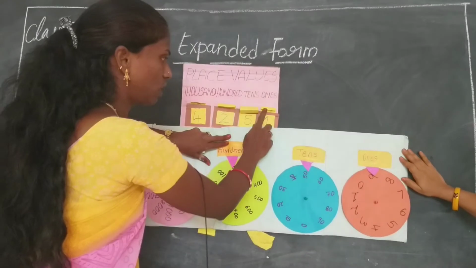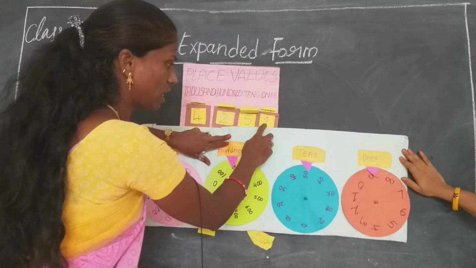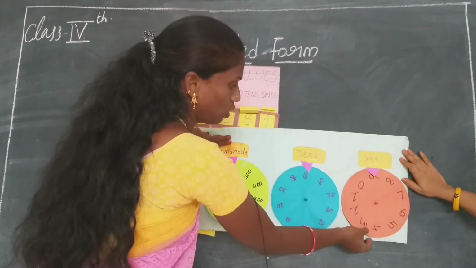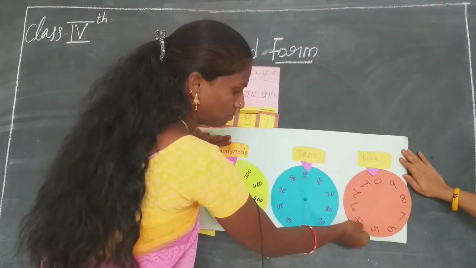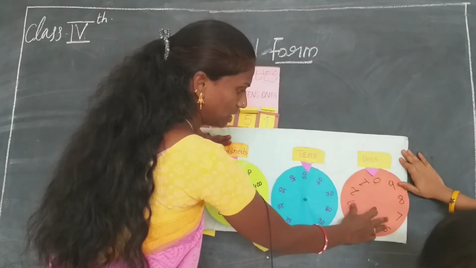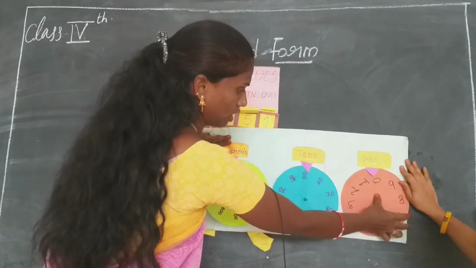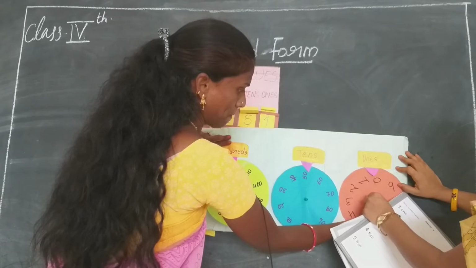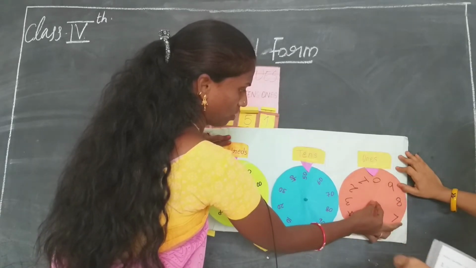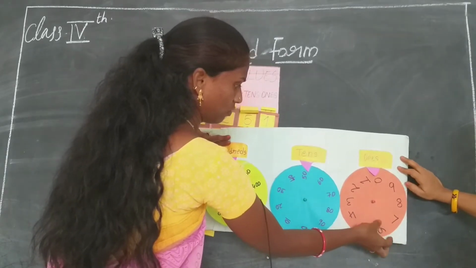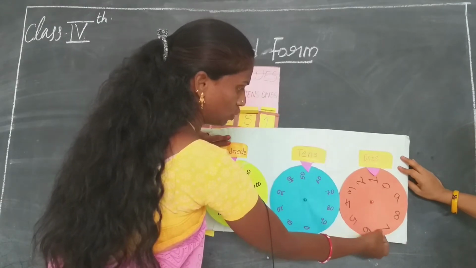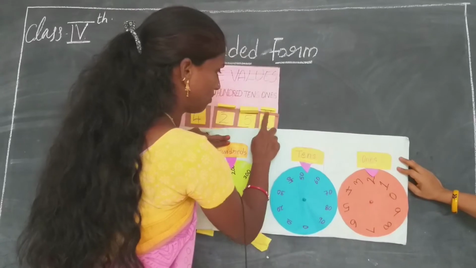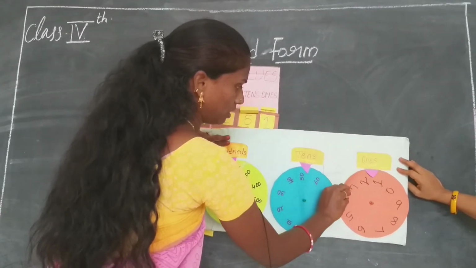Now let us move to the next place value, that is 1. 1 is in ones place. Now we will see in ones place. Here are all the 1 digit numbers: 1, 2, 3, 4. We have 1 in ones place, so we have to take 1.